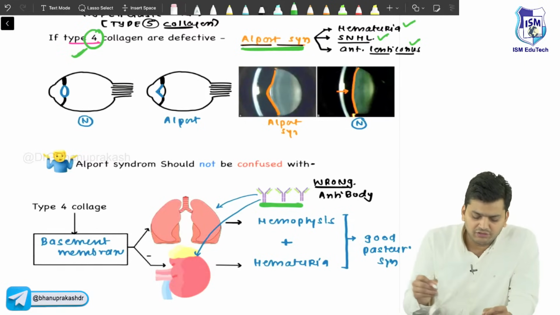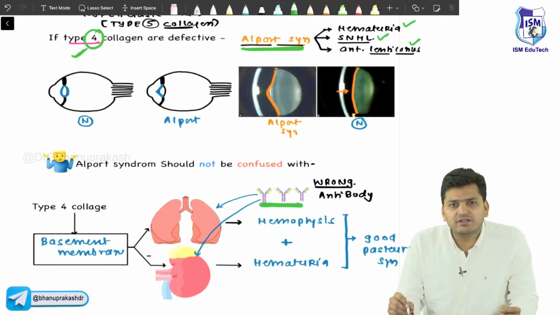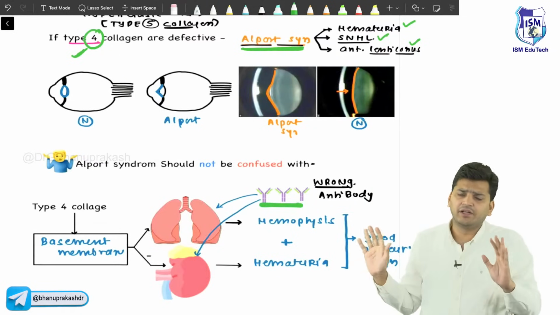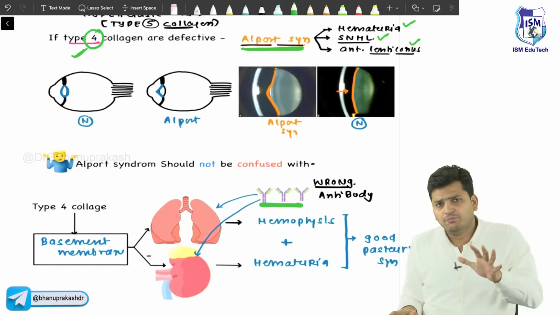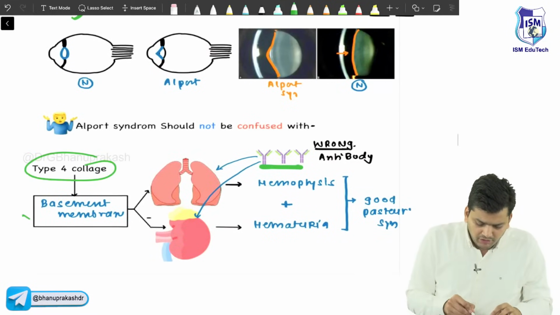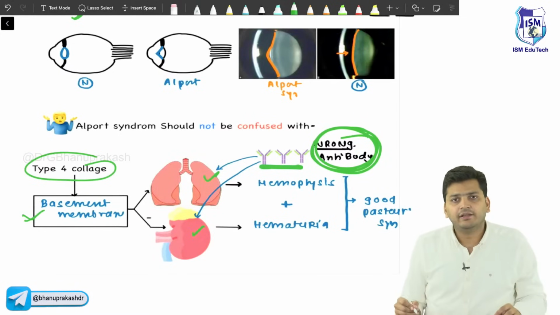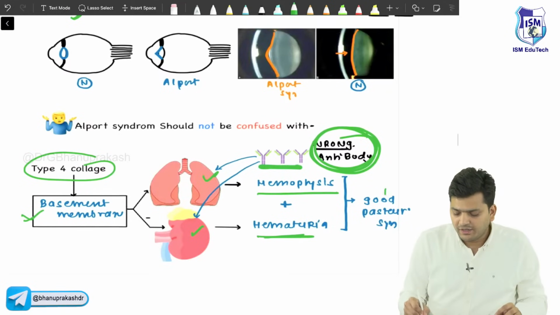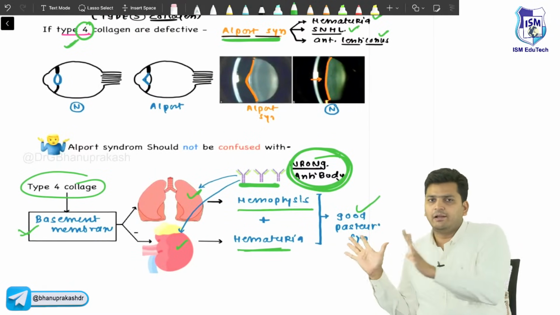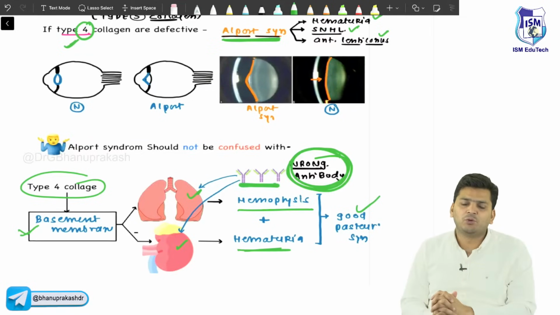What is the problem? The type 4 collagen is defective. Alport syndrome should not be confused with Goodpasture syndrome. In Alport syndrome, the type 4 collagen itself is defective. And what is Goodpasture? In Goodpasture, the type 4 collagen is normal, but the immune system has made a wrong antibody and attacks the type 4 collagen in the lungs and the kidney. So the patient develops hemoptysis and hematuria. That is called Goodpasture syndrome. So in Alport syndrome, the type 4 collagen itself is defective. If the type 4 collagen is normal and a wrong antibody is destroying it, that is Goodpasture syndrome. Done.